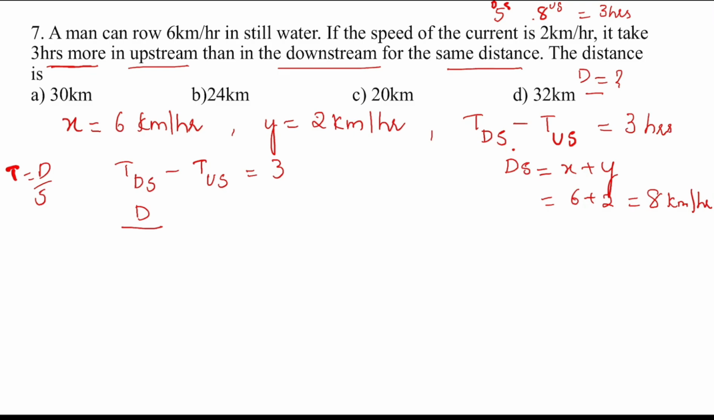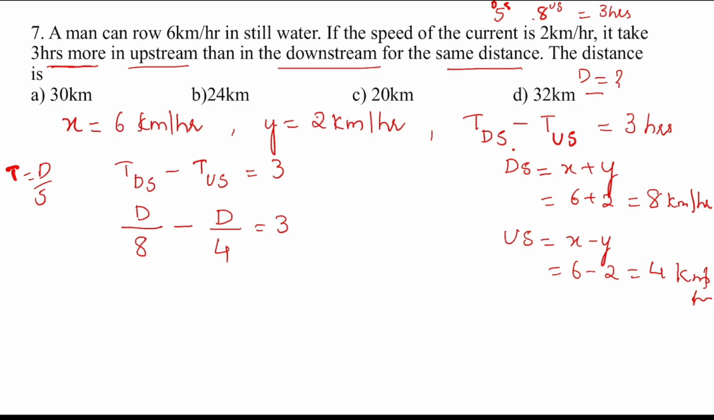So this is the downstream speed, 8 km per hour, and for upstream, d divided by the upstream speed, which is x minus y. So 6 minus 2 is equal to 4 km per hour. So d by 8 minus d by 4 is equal to 3. Now instead of solving this directly, we can use the options method, or we can solve the equation. Since it is very small, we can solve the equation also; we will try both.